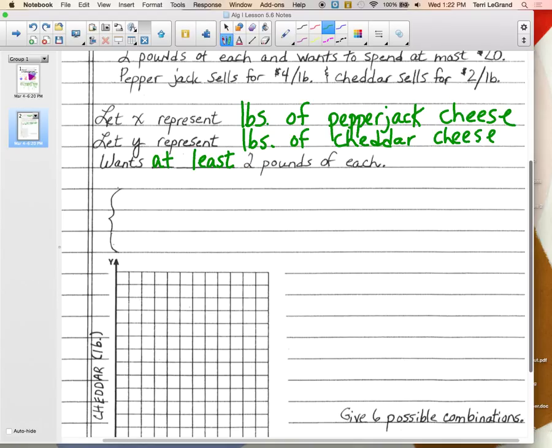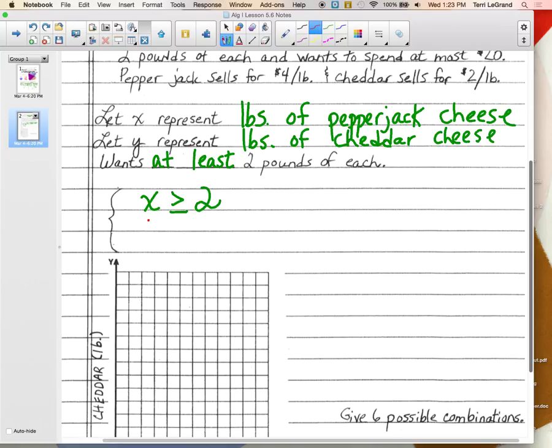So if she wants at least 2 pounds of each, I'm going to help you out. I'm going to give you the first one. The pounds of pepper jack have to be greater than or equal to 2. Does that make sense? That's 2 pounds at least. So what would another one be? Y is greater than or equal to 2.